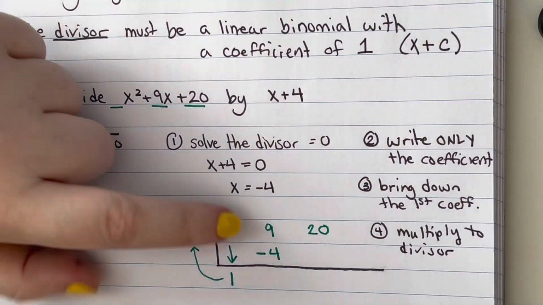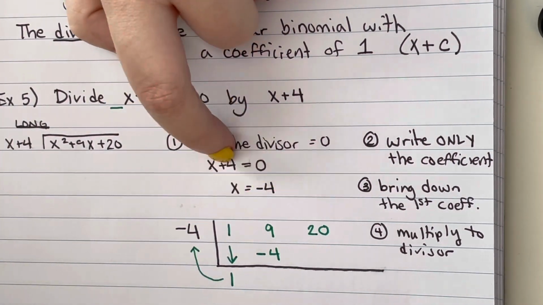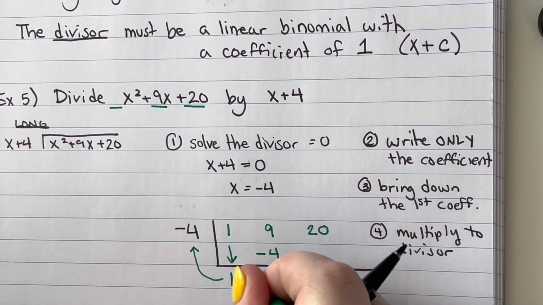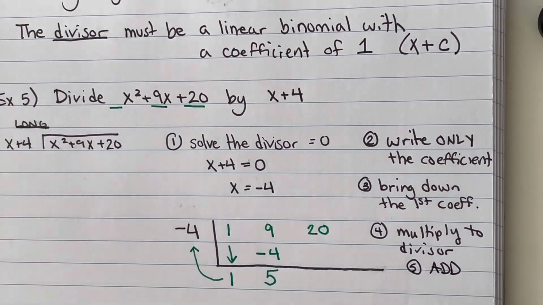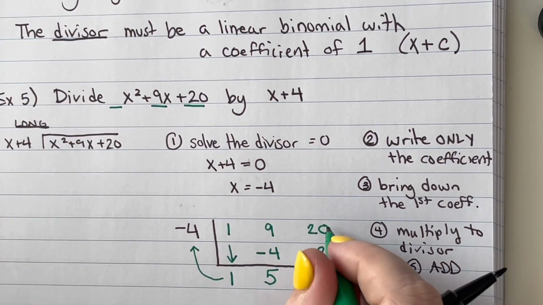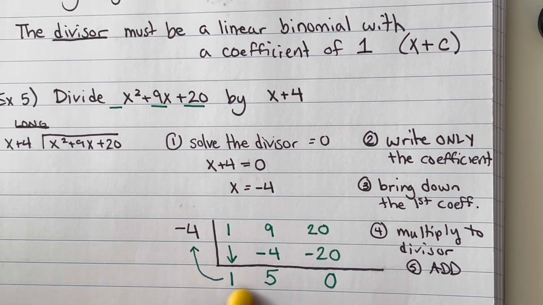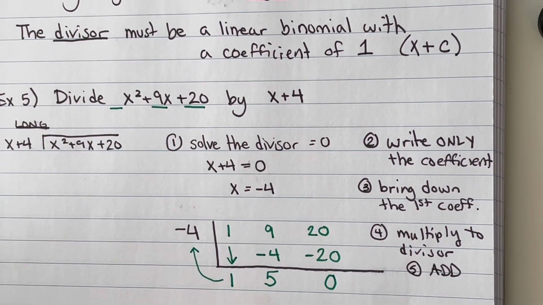Now in long division, this is where we would subtract. But because we've taken the divisor and solved it, the sign has already switched. We don't want to subtract, we actually want to add. Finally, we just repeat that process until we run out of coefficients. 5 times negative 4 is negative 20, and 20 plus negative 20 is 0. This down here is our answer, but we have to bring back our x's, our variables that we removed in order to perform the synthetic division.